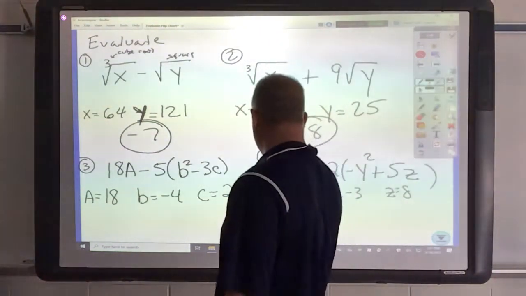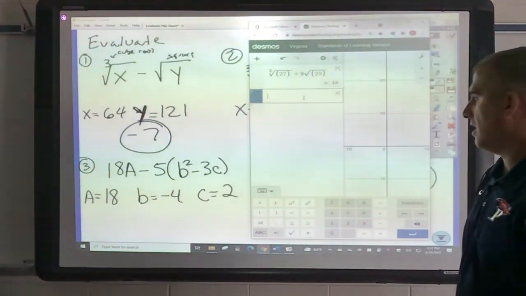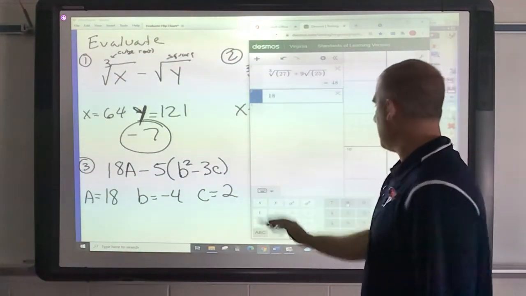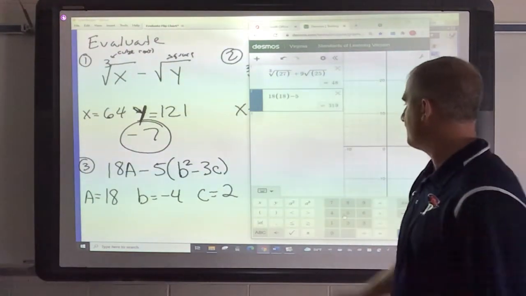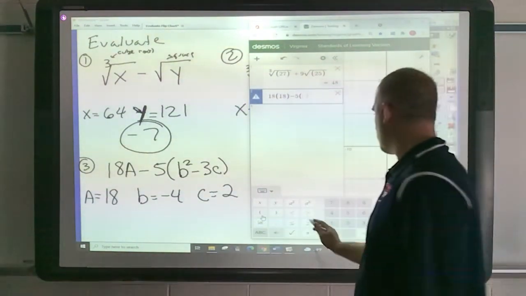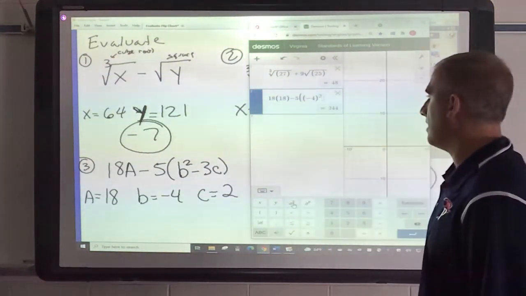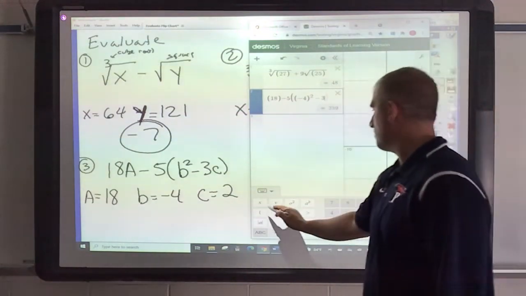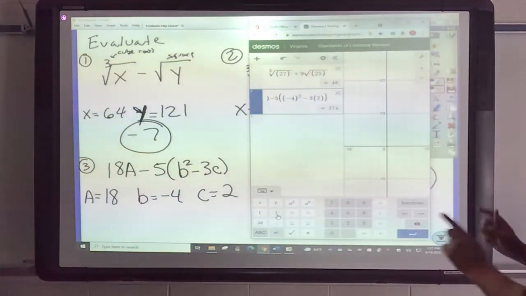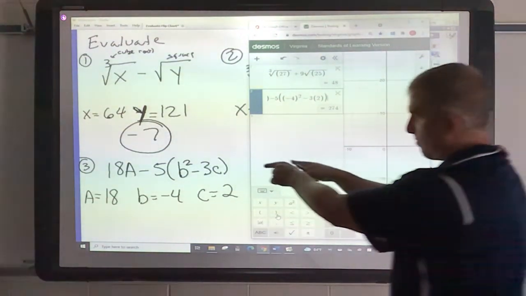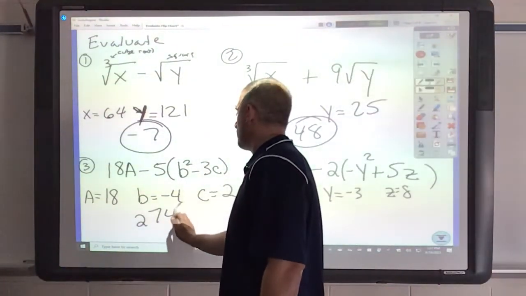All right, more parentheses stuff. This is similar to what we were just doing, it's just a little bit more involved. So I got 18 for A, so I'll put parentheses where that is, -5. For B squared, I put a parentheses -4, okay, squared, okay, -3, parentheses, 2, okay, and close it. So you have to include the parentheses that you have originally in the problem, but also for every spot where it has an answer. So that answer there would be 274.